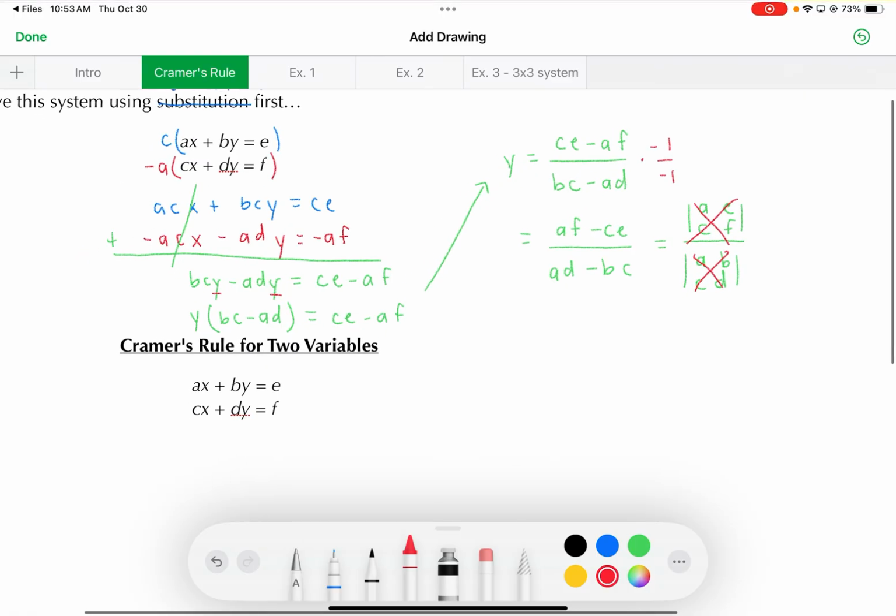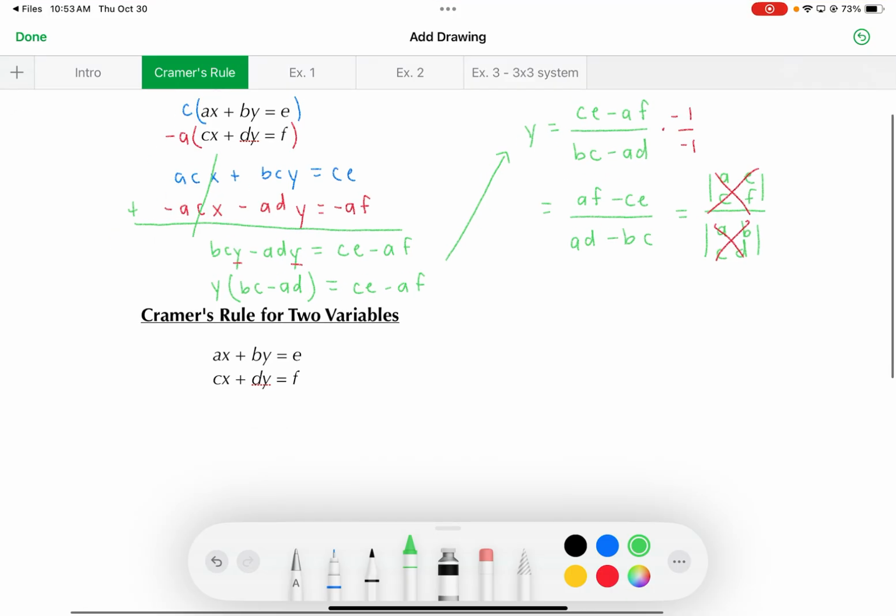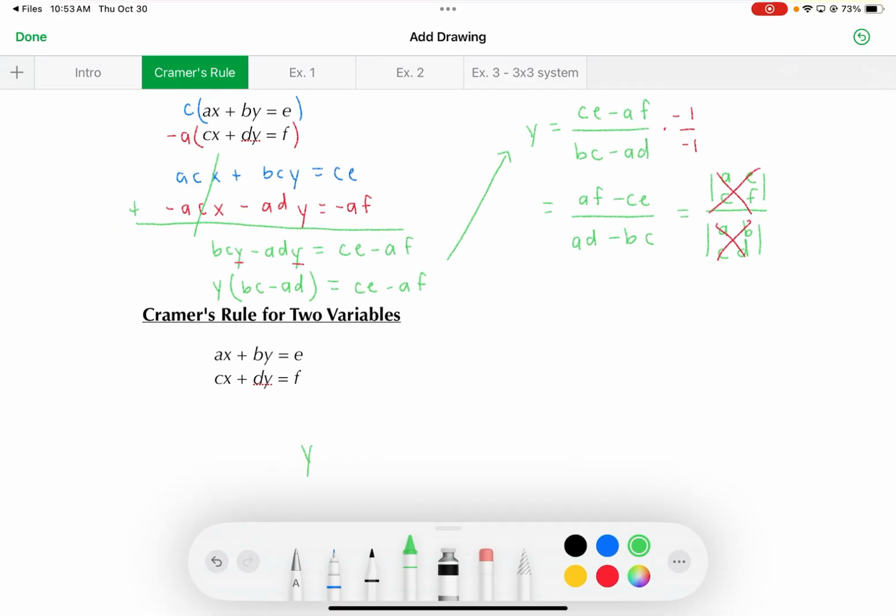All right, so this gives us a formula for y in terms of two second order determinants. All right, so I'm going to list that down below. Y equals AE, CF over AB, CD.